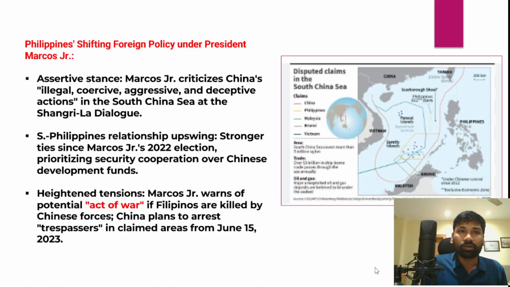Right, so we need to understand the Philippines' shifting foreign policy under President Ferdinand Marcos Jr. There are 2 reasons because of which there was a clear change in the foreign policy of the Philippines. One was its strengthening relationship with the US, and the Quad countries are also regularly supporting the Philippines, and because of that reason there was a changed stance or changed foreign policy of the Philippines.